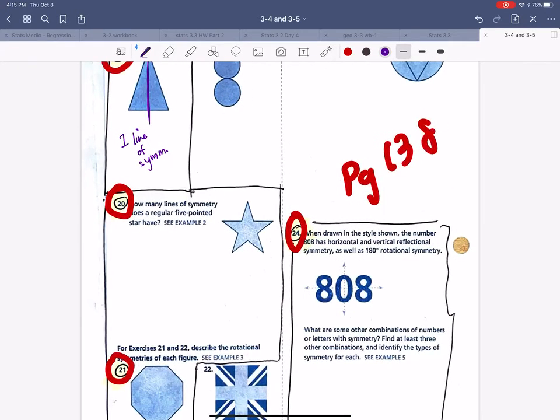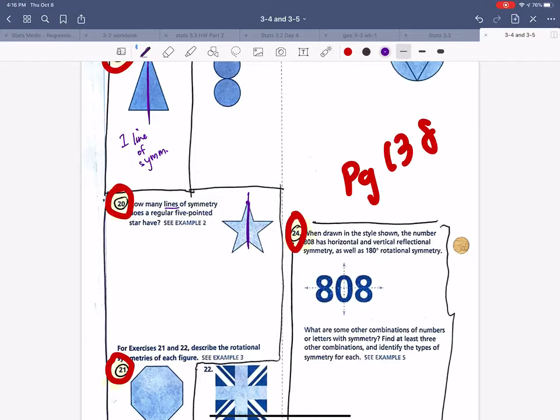How many lines of symmetry does a regular 5-pointed star have? So I think we said if I put a 1 there, and I spin it, the 1 will line up here, and then here, and here, and there, and then it'll line up with itself. So we're going to call that 5 rotational symmetries, but they don't want to know rotational, so I don't even know if we spoke about this. They want to know how many lines.